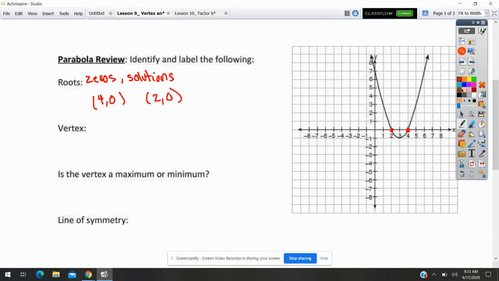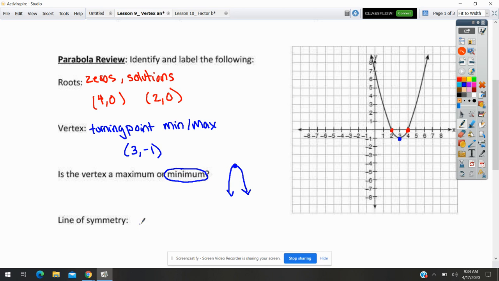Okay, the vertex point is your turning point, also known as your minimum or maximum point. So here, since the parabola is pointed upwards, it has a minimum point, and your vertex would be this point right here, which is (3, -1). Is this a minimum or maximum? Here, since it's pointed upwards, it's a minimum because it's its lowest point. If it was the other way, it would be a maximum because it would be the highest point.